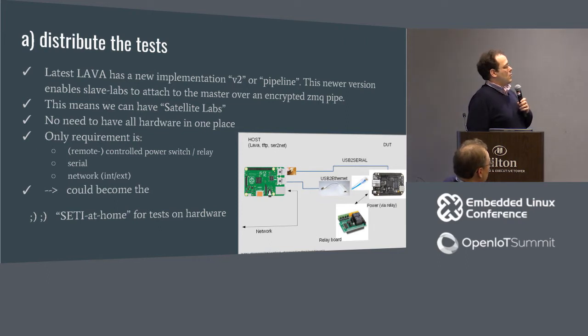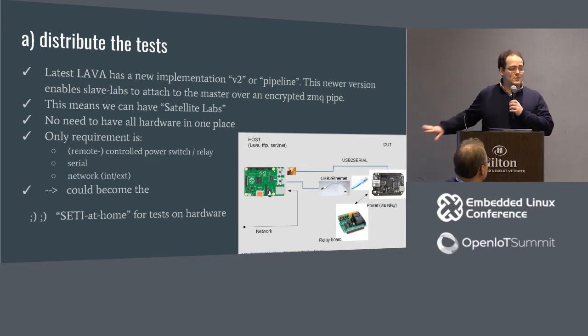So what do we need? We need a way to control power for the board. We need serial and we need network. Well, the minimal is one network interface, but I always set it up with two network interfaces. One is my public one, and one is the one to the device under test, yeah, which simplifies things like firewalling in the end.